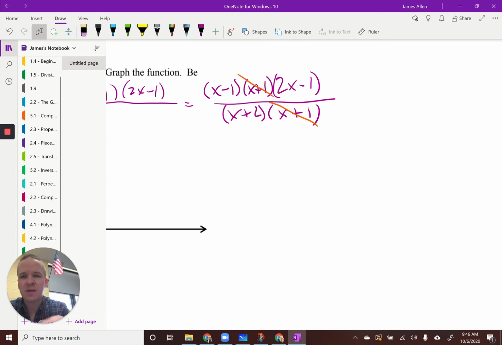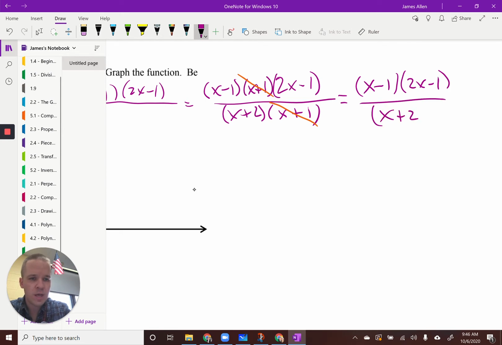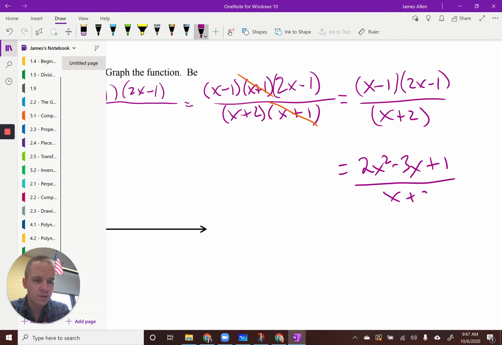Let's rewrite our function here. Now that it's simplified, I have x minus 1, and then I have 2x minus 1 over x plus 2. And you know what I'm also going to do? I'm going to FOIL the numerator back together. So I'm going to say that we got 2x squared, and then I'd have negative 2x and negative 1x would be negative 3x plus 1 all over x plus 2. I think that both of these are going to come in handy in this problem, okay?